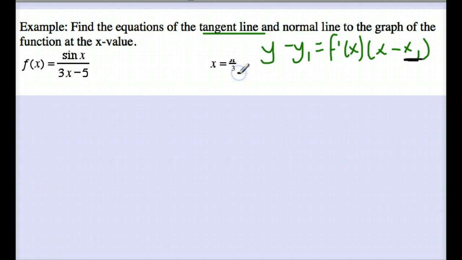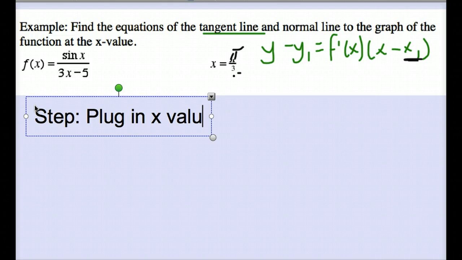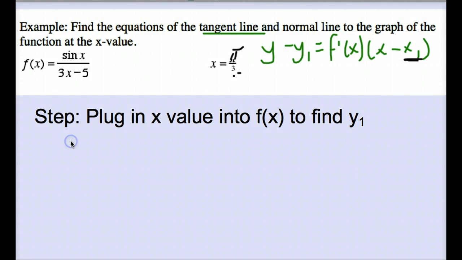If we are to solve this problem, I notice that I already have an x value, this pi right here. My x1 value is this x that's given to me. I also need a y1 value, so how would I find that y1? Good, so step 1: plug the x value into f of x to find y1. Let me make it a subscript, y1, so it'd be easier for you guys to read.